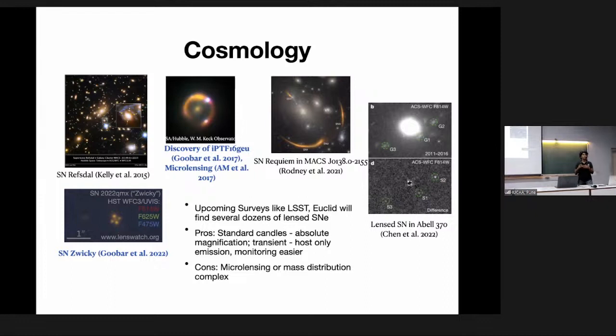The other advantage is that because it's a transient source, we don't necessarily have to monitor for decades to be able to measure the lensing time delays. So these are some of the advantages of having lens supernovae.